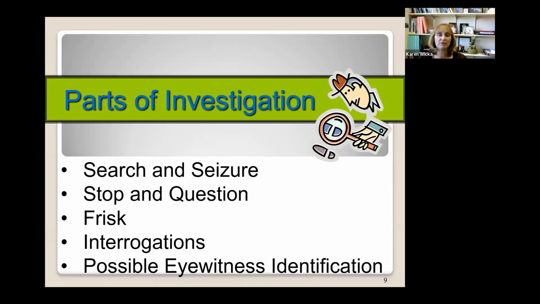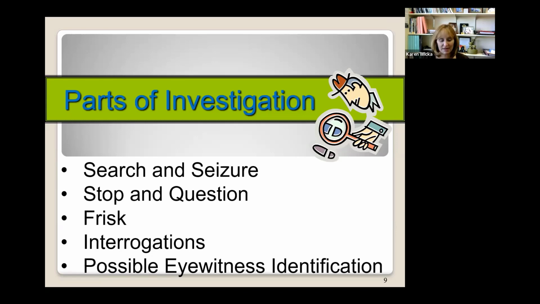Okay, so what happens during this investigative part? All of the procedures that we've already talked about in the class. So searches and seizures and search warrants and all of that stuff is part of the investigative stage. Stop and questioning, possibly turning into arrests, frisks, all of those are going to be part of the investigative stage. Interrogations usually occur during this phase, and then possible eyewitness identifications can occur during this investigative stage.